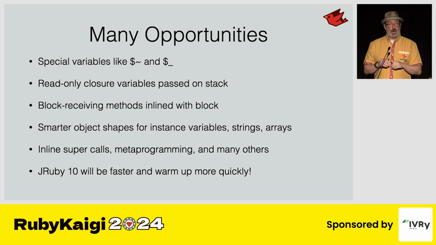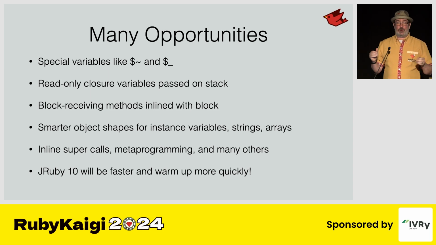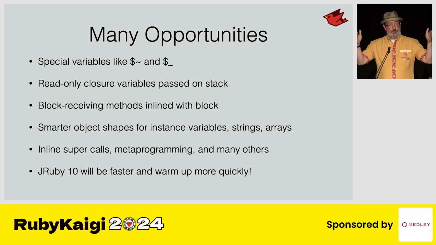We're also working on smarter object shapes. JRuby was actually the first implementation to do specialized shaping of objects. So if you have an object with 4 instance variables, we'll make it 4 wide.